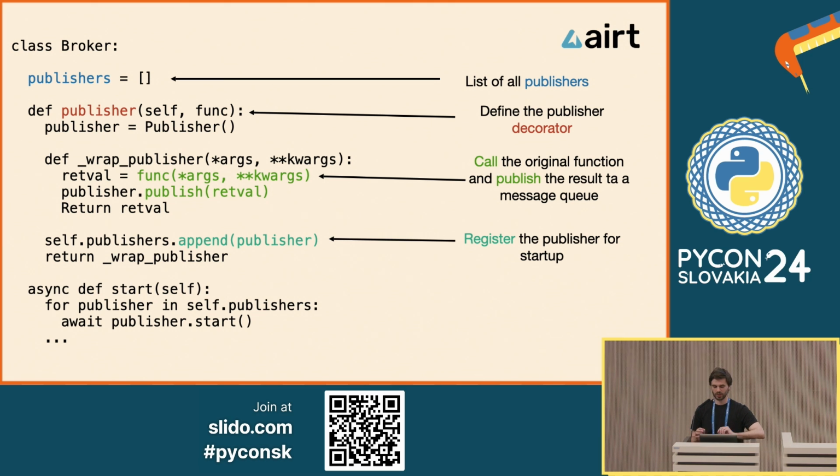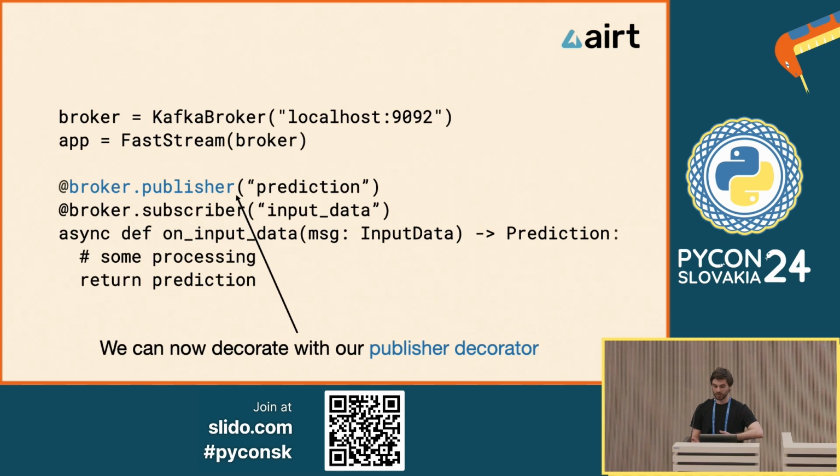One neat thing about this is that inside of a decorator in a class, you can append to a list. So we register it to start up the publisher when we call async def start of our class broker. And that's how this broker.publisher works. It will take your own input data, wrap it up inside of a wrap publisher, and when you call this function, it will get the prediction, a return value, and then publish it to whatever broker you're connected to.